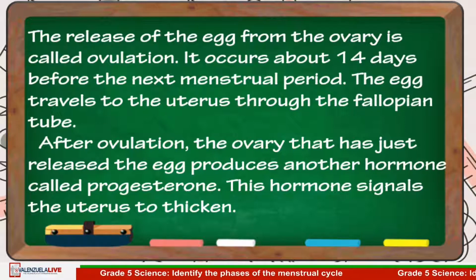The egg travels to the uterus through the fallopian tube. After ovulation, the ovary that has just released the egg produces another hormone called progesterone. This hormone signals the uterus to thicken.